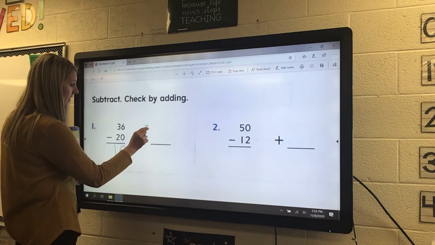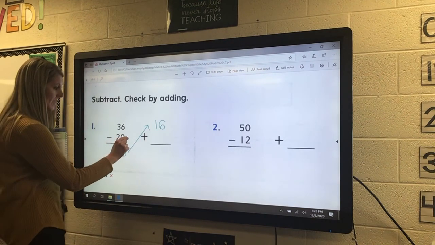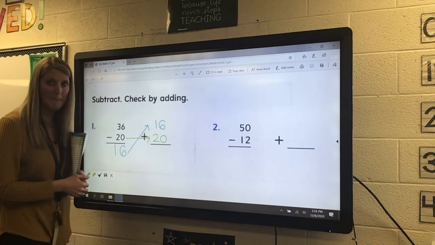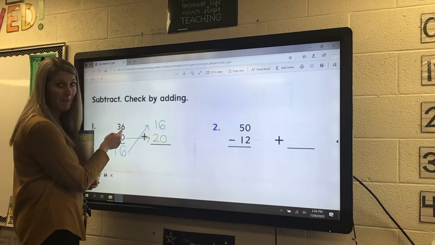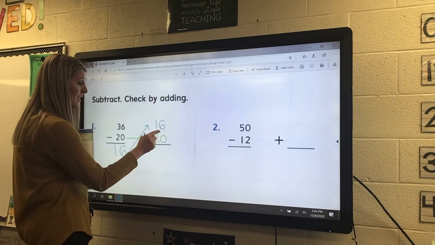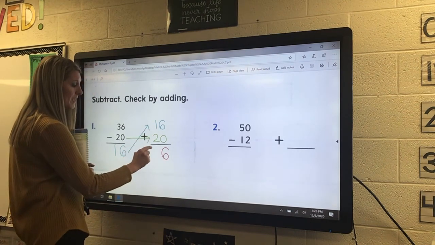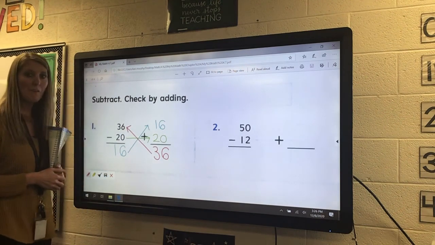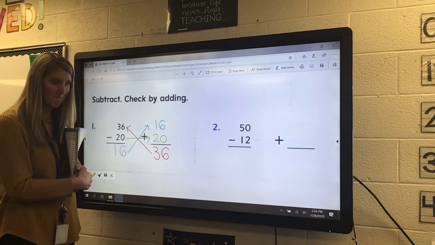16 is going to go up here. Then this 20 is going to come straight across. Okay, now we're going to check our work. When we add those, this answer should match that. So this answer should be 36. So let's add going down. 6 plus 0 is 6. And 1 plus 2 is 3. So look at that. It matches. So if it matches, I know I did subtraction and addition correct.